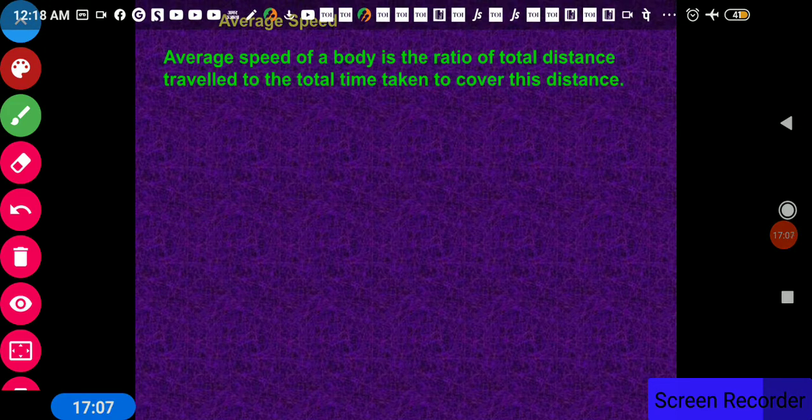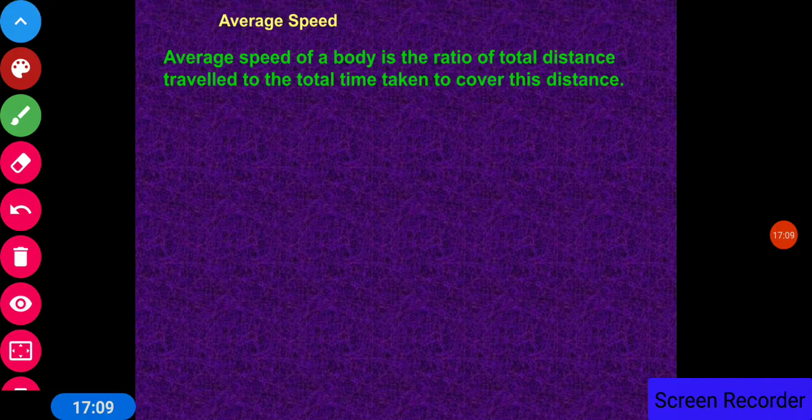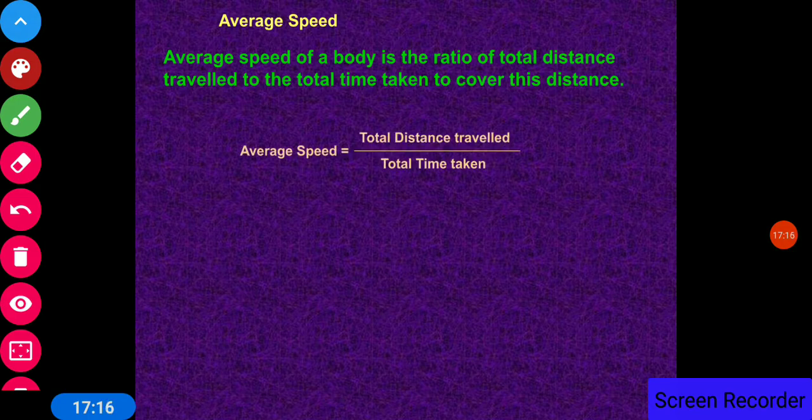Now average speed. Average speed of a body is the ratio of the total distance travelled to the total time taken to cover this distance. So average speed is total distance travelled upon total time taken.